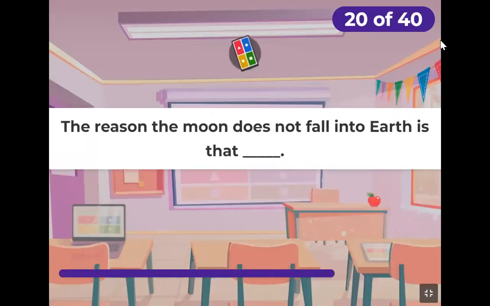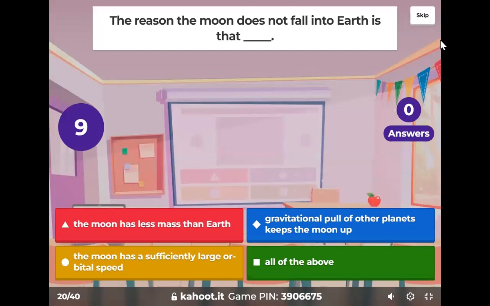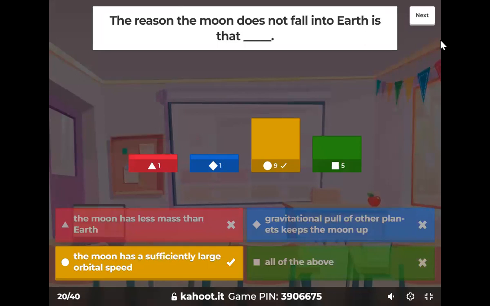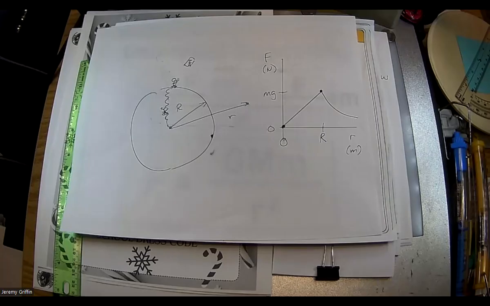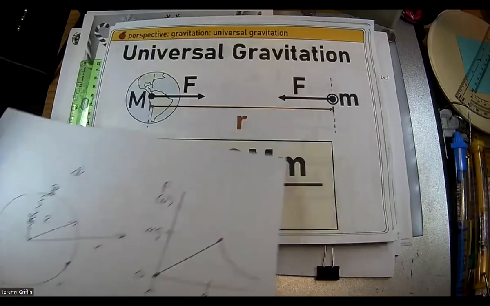The reason the moon does not fall into Earth is a sufficiently large orbital speed. All right, you guys got that one. Sufficiently large orbital speed. Why does anything stay in orbit? Well, because it's moving sideways fast enough, pretty much.